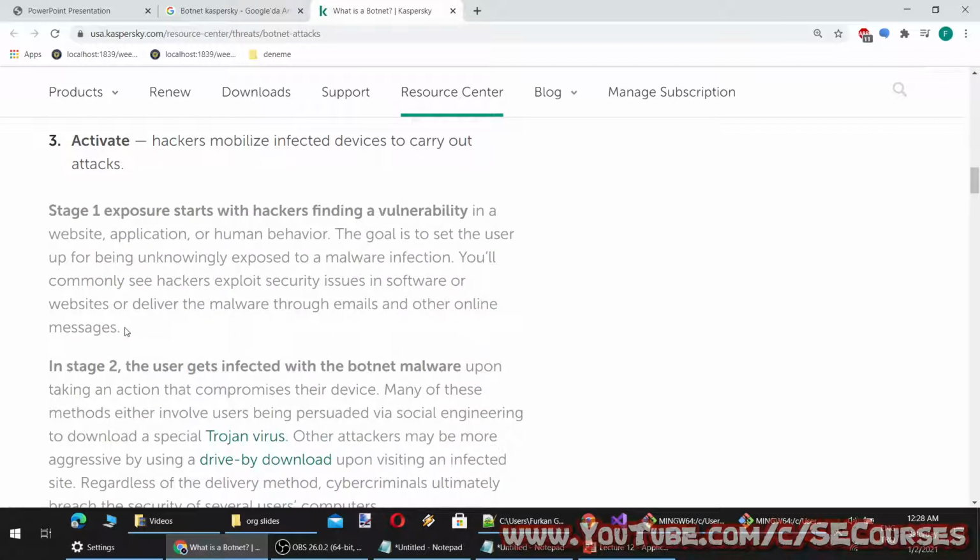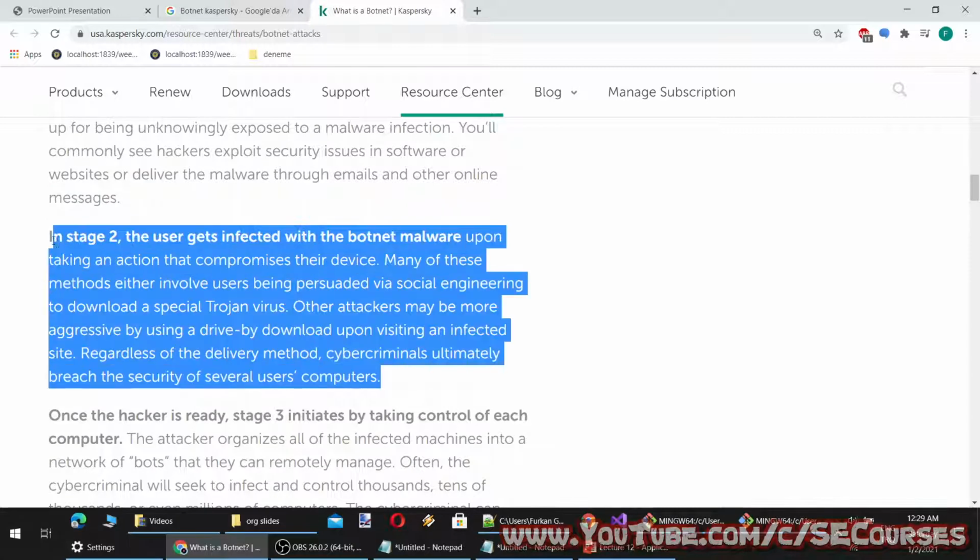Stage 1, exposure, starts with hackers finding a vulnerability in a website, application, or human behavior. The goal is to set the user up for being unknowingly exposed to a malware infection. You'll commonly see hackers exploit security issues in software or websites or deliver the malware through emails and other online messages.